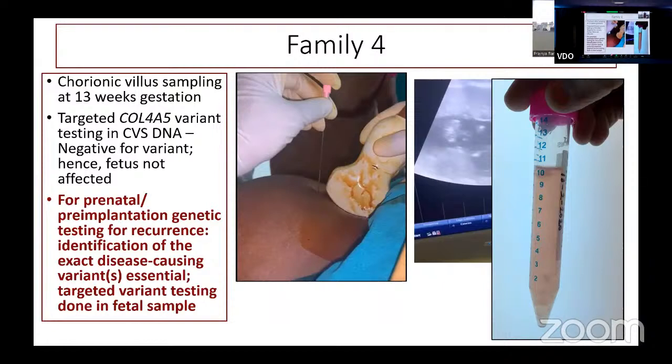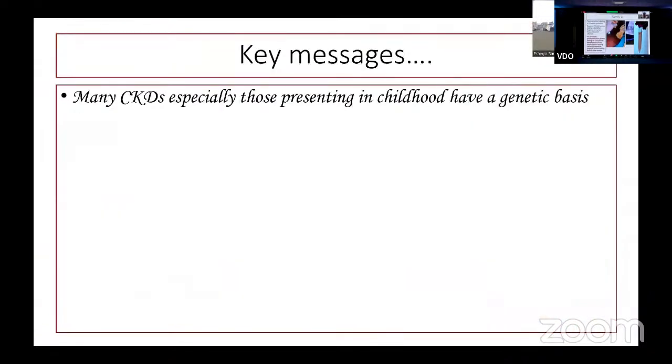So please remember that whenever we are thinking of doing prenatal or pre-implantation genetic testing for recurrence in the family, it is absolutely essential to identify the exact disease-causing variants first. Because in the fetal sample, when you're looking for recurrence, you would do only targeted testing for the particular identified variant. You would never do direct sequencing of all possible genes, because that's subject to a lot of interpretation errors. You may get lots of variants of uncertain significance. You wouldn't know what to do with that, and that will lead to a lot of confusion.